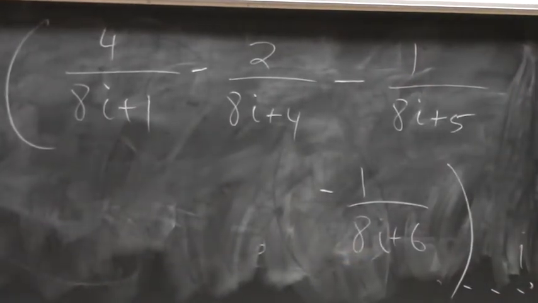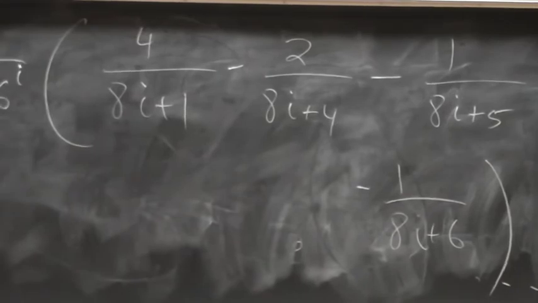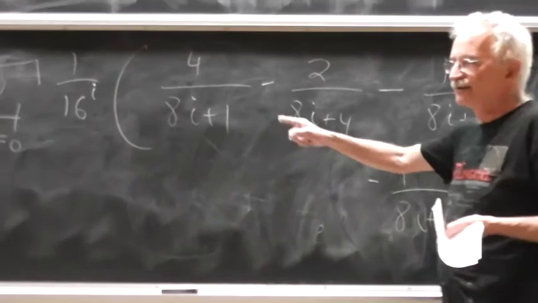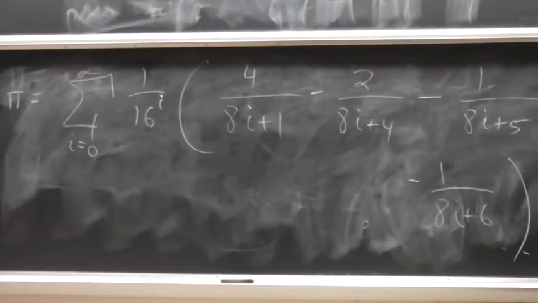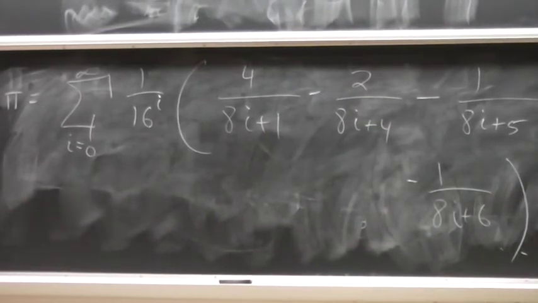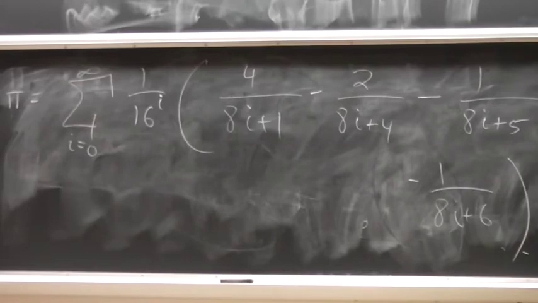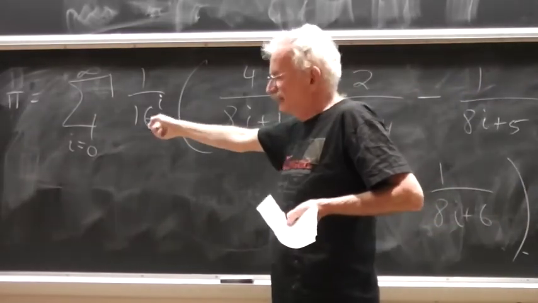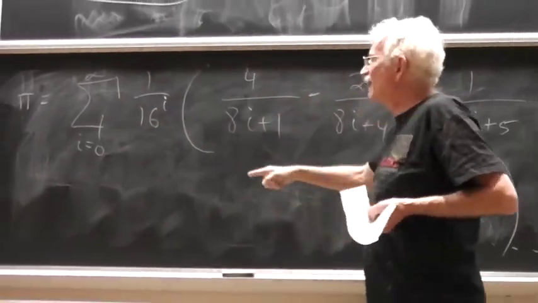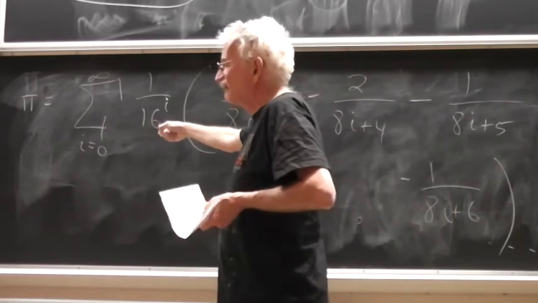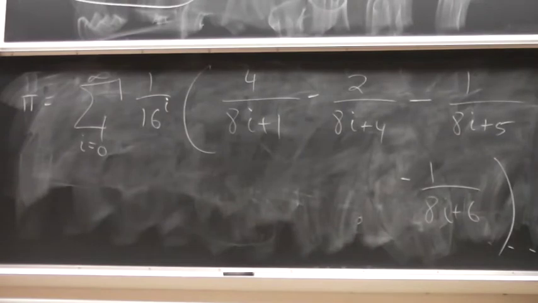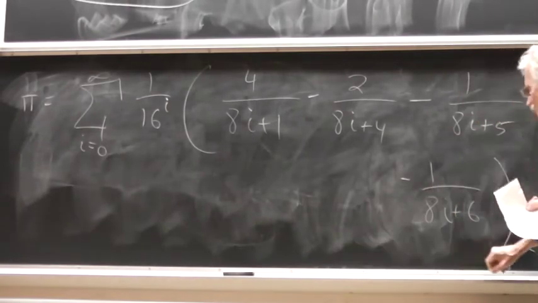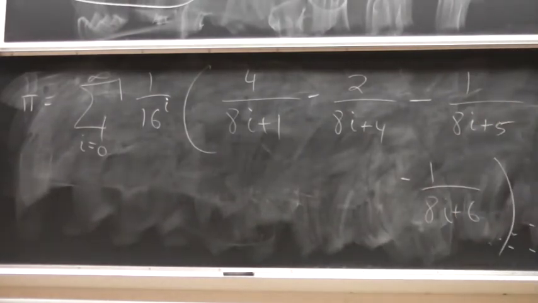You're welcome to program it on a computer, and it doesn't converge as fast as the other ones. It's roughly 1 over 16. So it doesn't compete with the Chudnovsky formula, for example. It gives you roughly one digit in base 16 for every term. So it's not as good, but still, it's not bad. And this was discovered empirically.